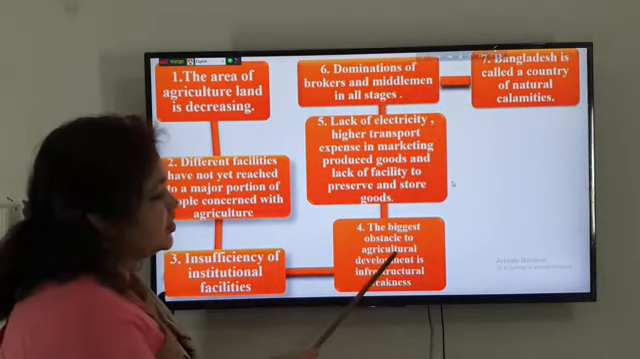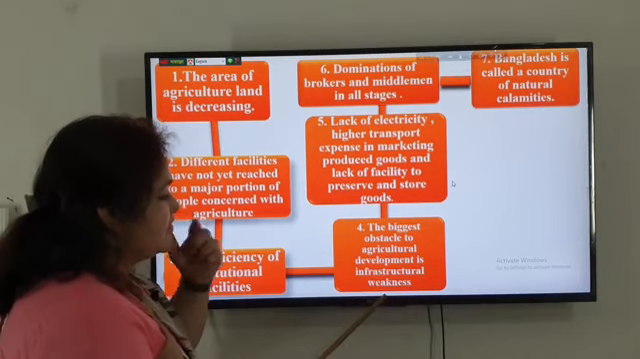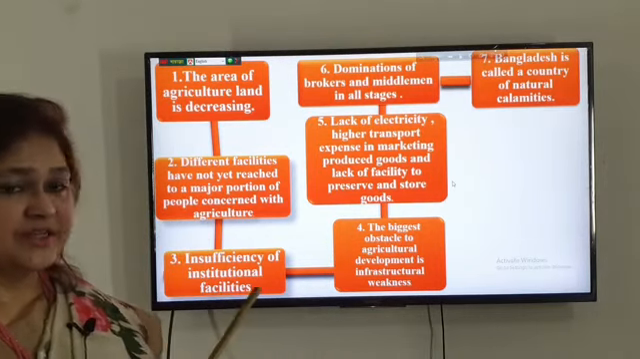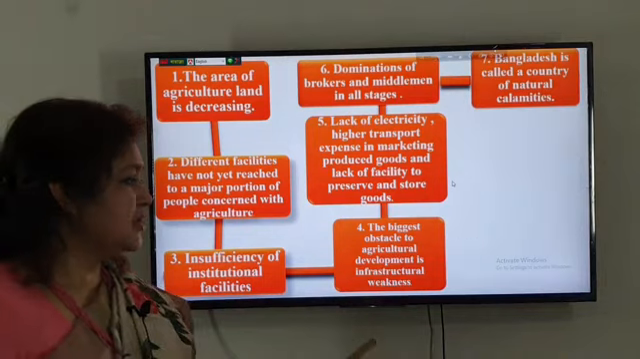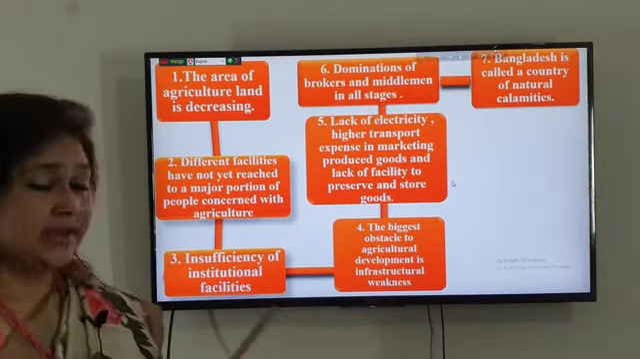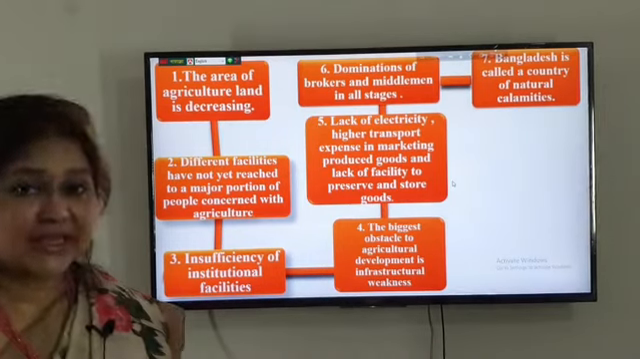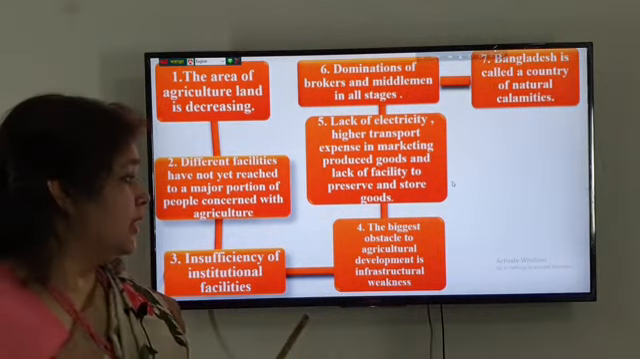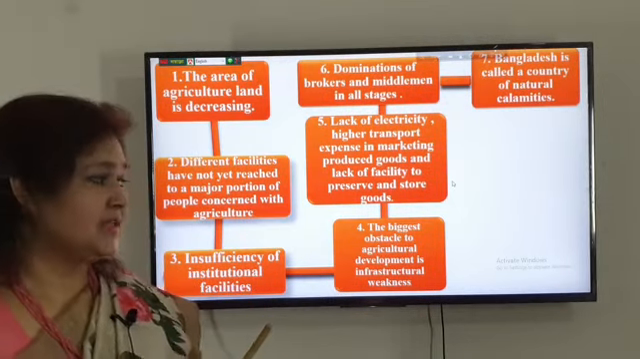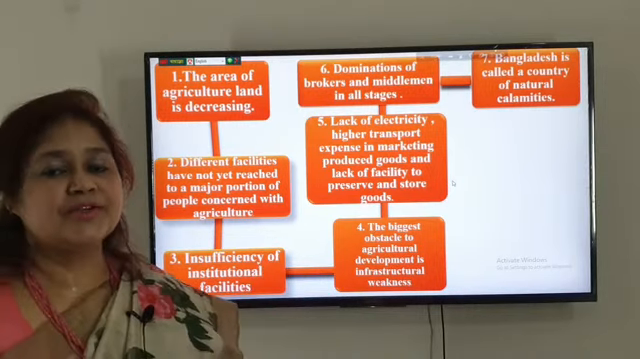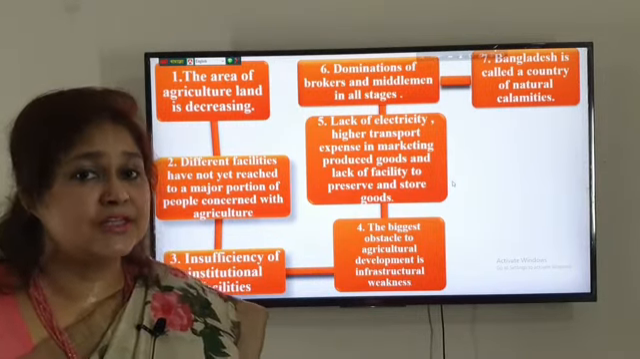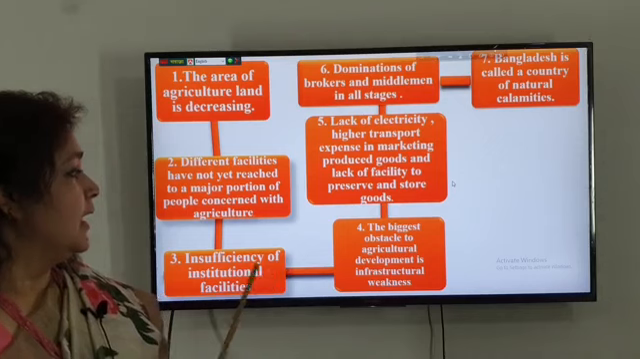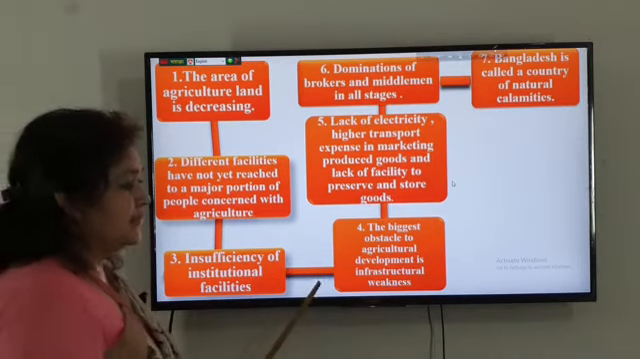Number four, the biggest obstacle to agriculture development is infrastructural weakness. I have said there are two sides of infrastructure. Economic infrastructure indicates roads, bridges, culverts, etc. I mean the communication system. Due to the underdeveloped communication system, the farmers cannot transfer different agricultural commodities from one place to another place. Okay, and this is also a major problem in the agricultural sector.